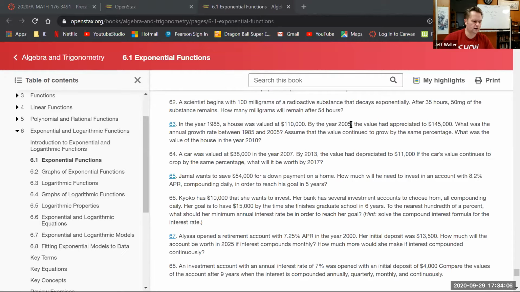So by the year 2005, it's gone to 145,000. So what's that point going to be? 20 and 145,000. 20. It's 20 years later. So it's 20, comma 145,000. And then you can figure out the equation for the exponential growth. So are you guys okay with that so far? Okay.